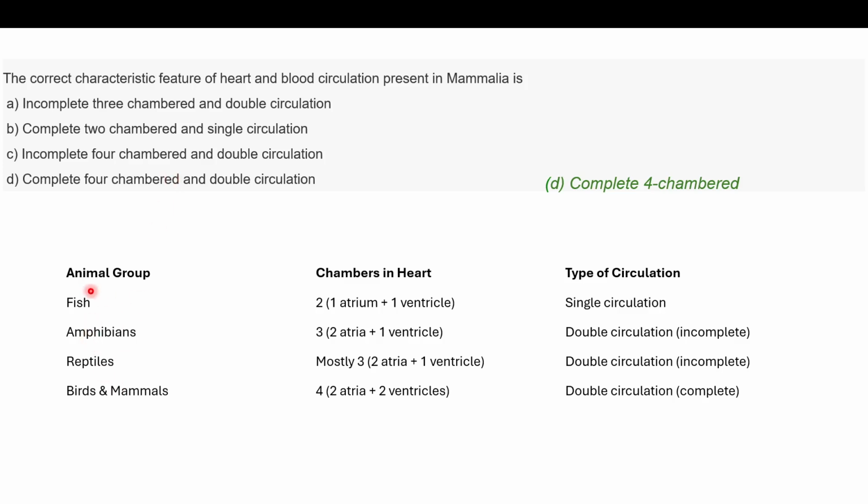Okay. If we talk about fishes, there are two chambers, one atrium, one ventricle, and single circulation. Amphibians possess a three-chambered heart, two atria and one ventricle, with an incomplete double circulation. Then there are reptiles. Mostly reptiles have a three-chambered heart, two atria and one ventricle. Then come birds and mammals. They have four chambers, two atria and two ventricles, the upper chambers and lower chambers. And the double circulation is a complete double circulation with a distinct separation between oxygenated blood flow and deoxygenated blood flow. Okay.